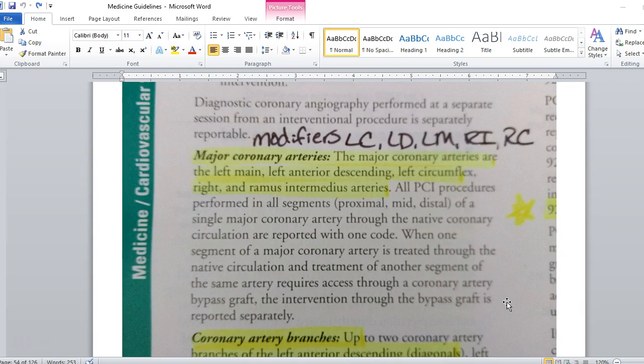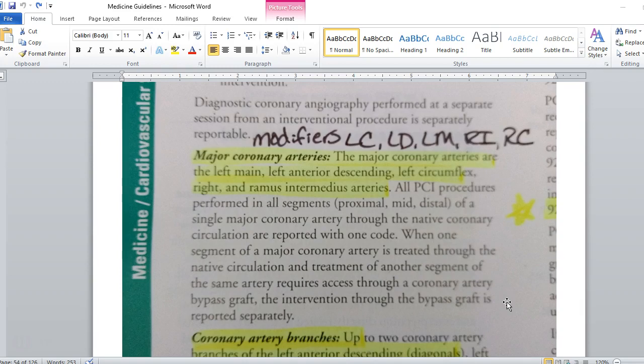Now again, all PCI procedures performed in all segments, proximal, middle, and distal of a single major coronary artery through the native coronary circulation are reported with one code, meaning, again, we use one puncture to get to that area. When one segment of a major coronary artery is treated through the native circulation and treatment of another segment of the same artery requires access through a coronary artery bypass graft, the intervention through the bypass graft is reported separately. So again, how are we getting there?